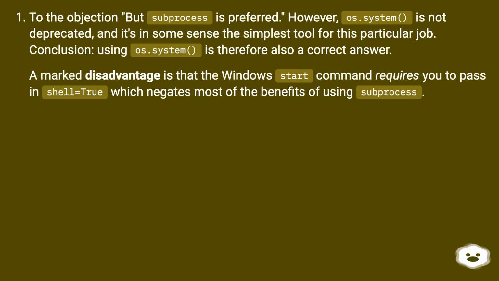To the objection that subprocess is preferred: however, os.system is not deprecated, and it's in some sense the simplest tool for this particular job. Conclusion: using os.system is therefore also a correct answer. A marked disadvantage is that the Windows start command requires you to pass in shell=True, which negates most of the benefits of using subprocess.